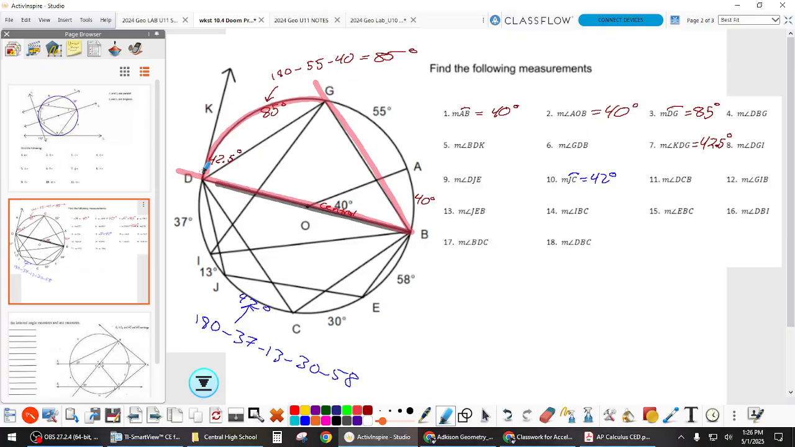It's inscribed, so it's half of that arc, right? Good. This one says, that's not it, there it is, number 4. So 42.5.